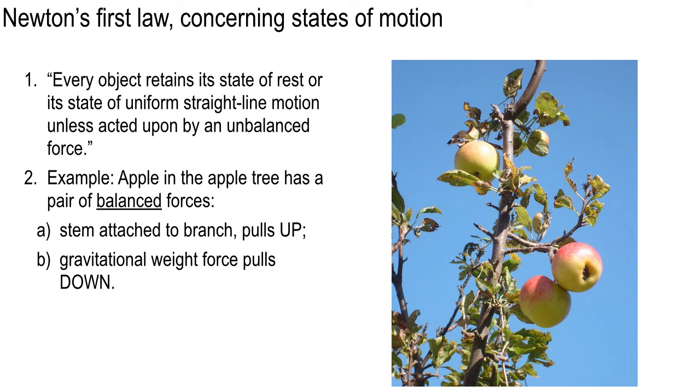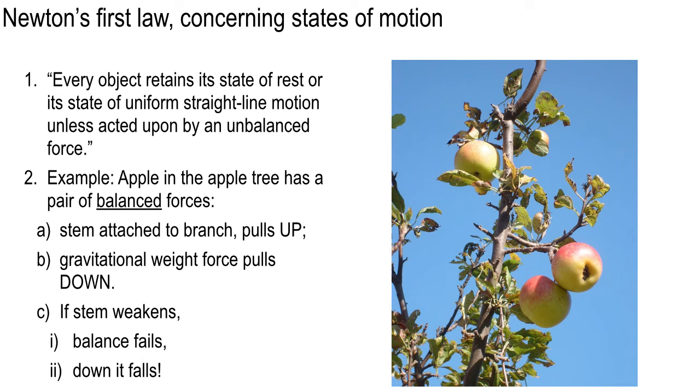Now, if the stem dries out and loses some of that elasticity so that it can't pull back, the stem breaks off. It weakens and the balance fails, and then the apple falls down. And if you're Sir Isaac Newton sitting underneath that apple tree, it falls on top of your coconut, and you think about the law of universal gravitation. That is supposedly one of the legends of Sir Isaac Newton. Anyway, this is a case of balanced forces and then the failure of balance.